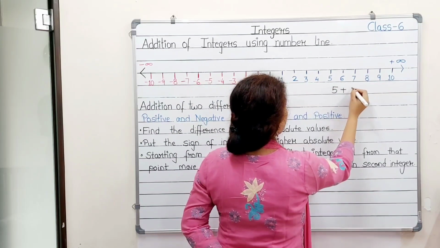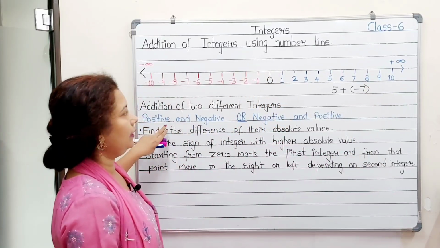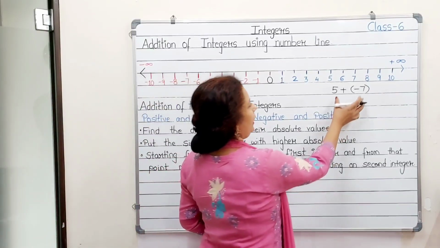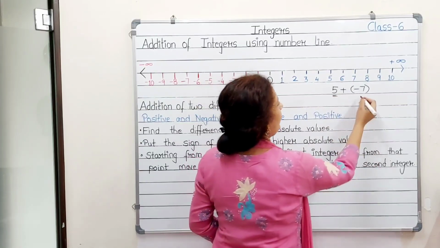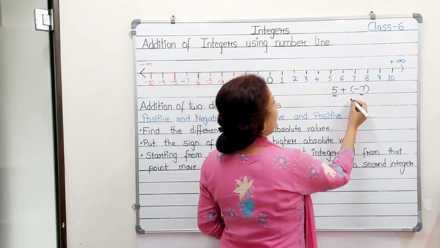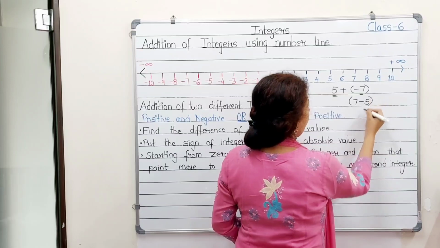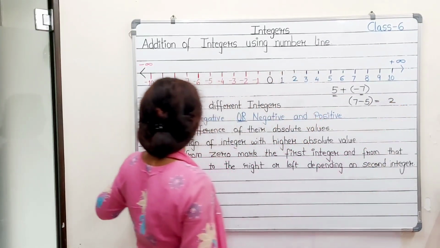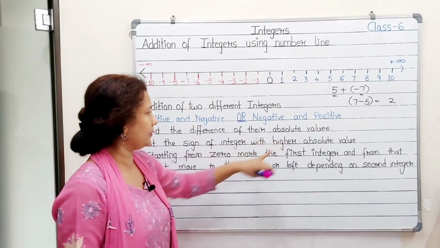5 plus -7. So I have taken the first case, that is a positive and a negative integer. We have to find the absolute value. The absolute value of 5 is 5 and the absolute value of -7 is 7. So we will find the difference. For that we have to subtract 5 from 7. So 7 minus 5 is 2. So we are done with the first step, that is find the difference of their absolute values.